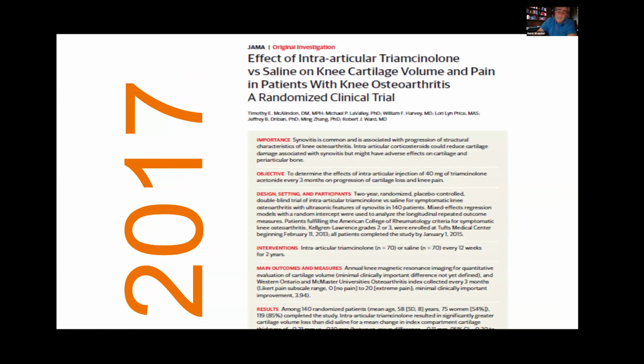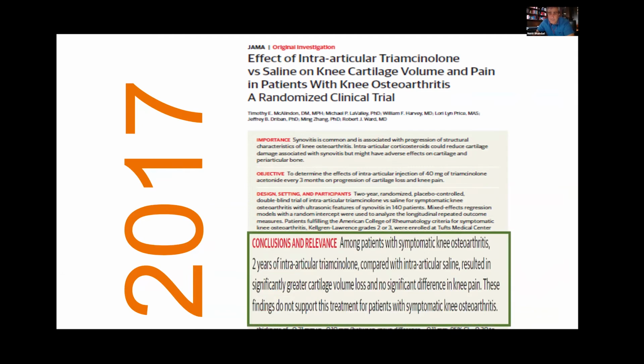The paper that I think created a lot of challenge, and I suspect you're aware of this one, others maybe as well, was the paper by Timothy McAlindon in JAMA 2017 that basically said, among patients with symptomatic KneeOA, 2 years of intra-articular triamcinolone compared with intra-articular saline resulted in significantly greater cartilage volume loss and no significant difference in knee pain. These findings do not support this treatment for patients with symptomatic KneeOA.